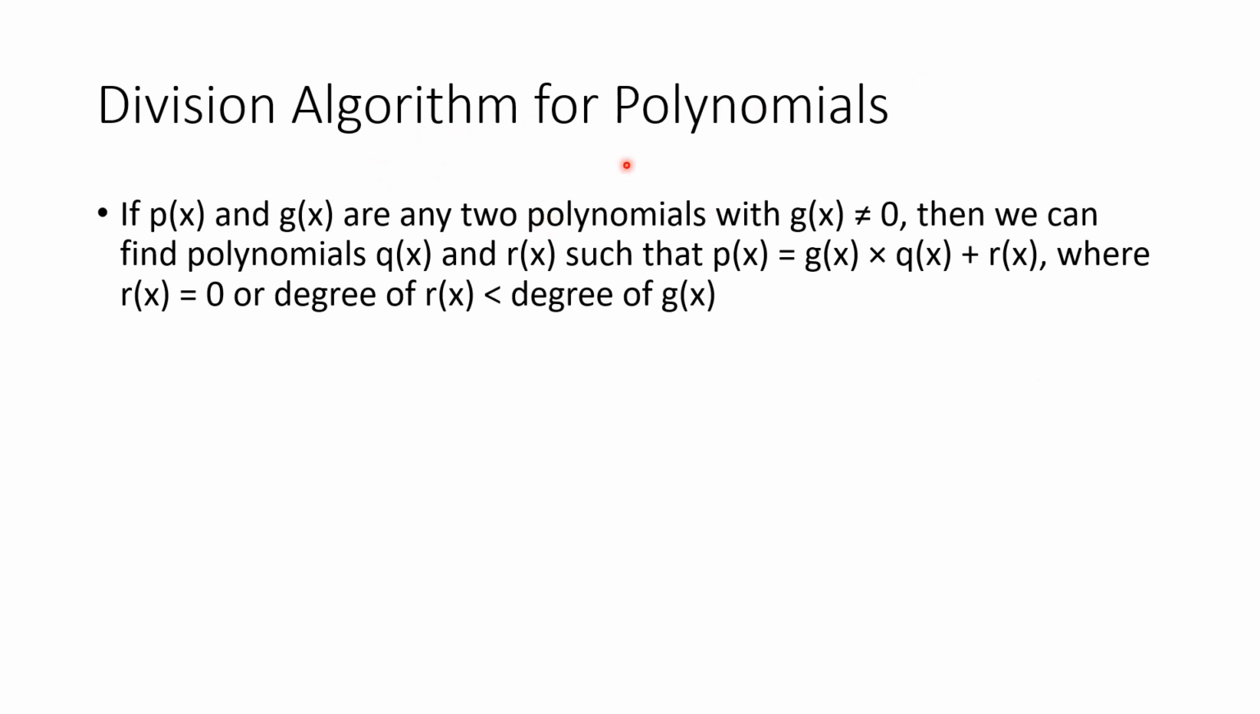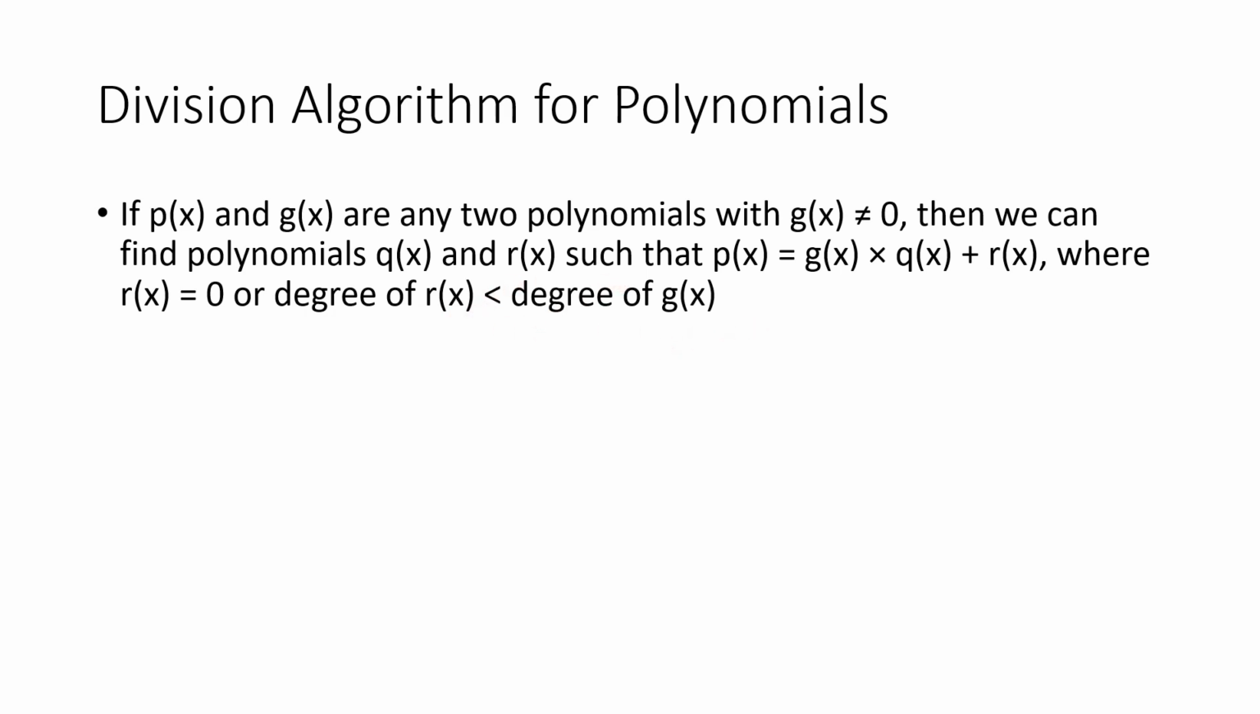So, division algorithm for polynomials. If p of x and g of x are any two polynomials with g of x not equal to 0, then we can find polynomials q of x and r of x such that p of x is equal to g of x into q of x plus r of x, where r of x is equal to 0 or degree of r of x is less than that of g of x.